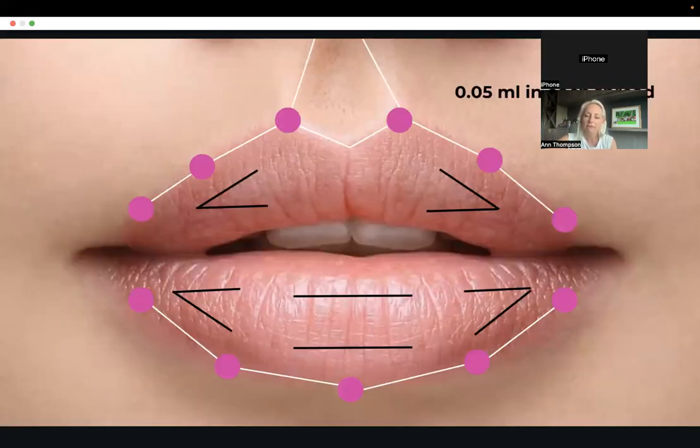This is the line and fill method that we taught you in training. You want to make sure that you do your dots. You can also do an additional dot right at the trough of that Cupid's bow. Each line is going to be 0.05.